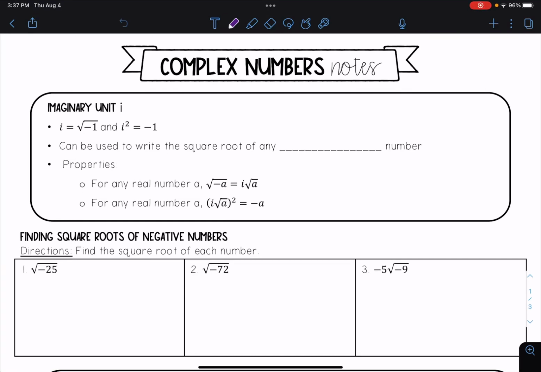Hello everyone, today we're going to be talking about complex numbers. In this first video we're going to be talking about the imaginary unit i.